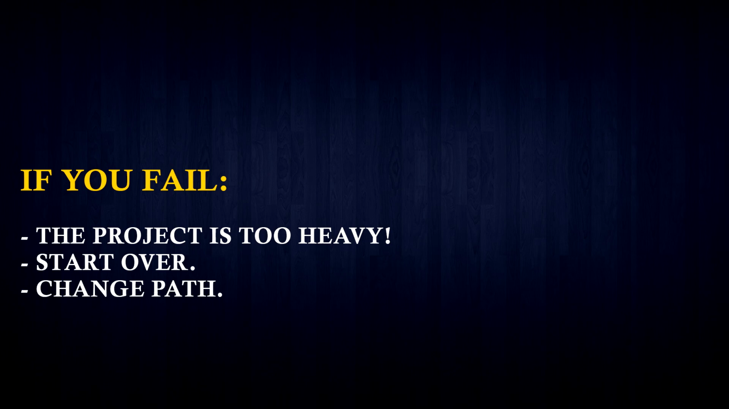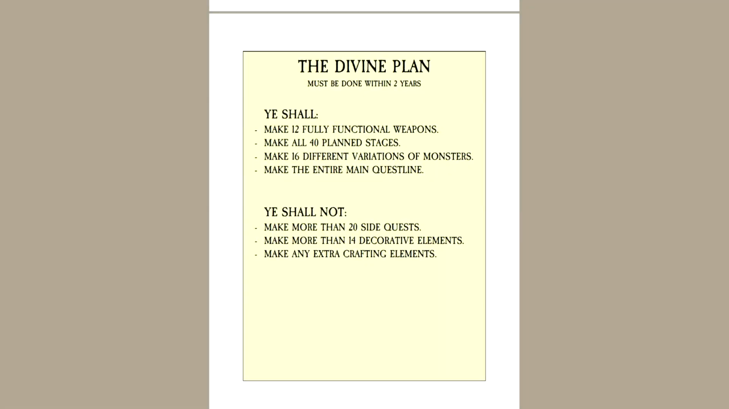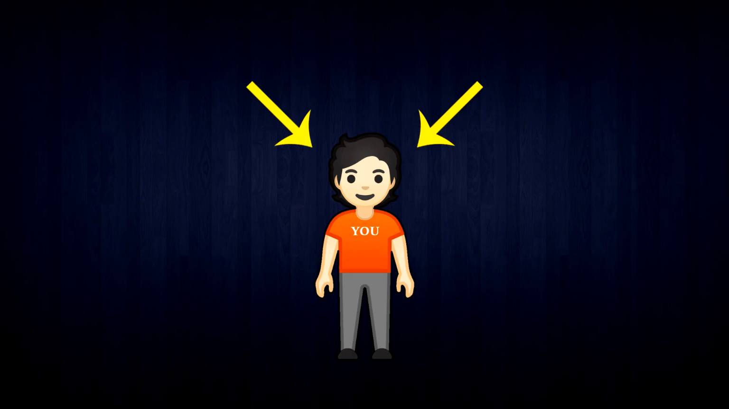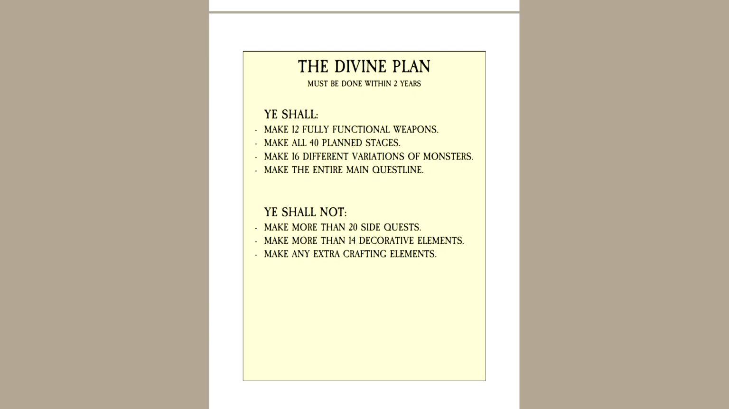Once this phase is over, the next phase begins: the divine plan. The divine plan is what prevents feature creep. It's a plan made by God. Who are you to argue with the divine plan? You cannot change it, it needs to be done, but most importantly, nothing else is allowed to be done until the divine plan is done.